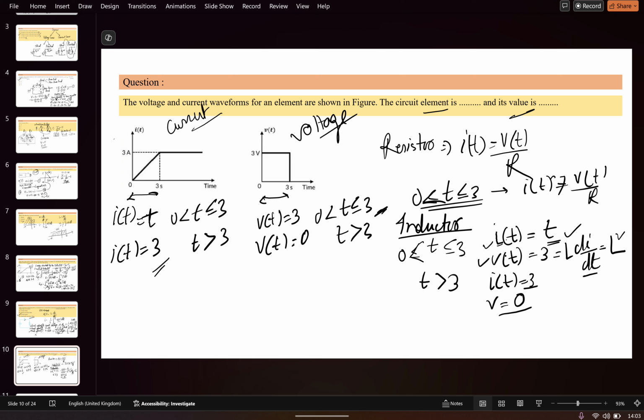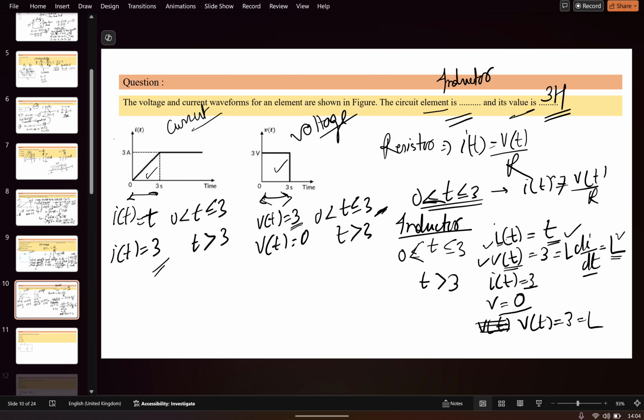So from these equations, V(t) is coming out to be L. But what is the value of V(t) given? V(t) is equal to 3, which is equal to L. So this circuit element is an inductor, and its value is 3 Henry. Got my point? Try to find out which equation is actually replicating the behavior of this element, and then find out the value by comparing the voltages or the currents. Okay, let's move to the next question.